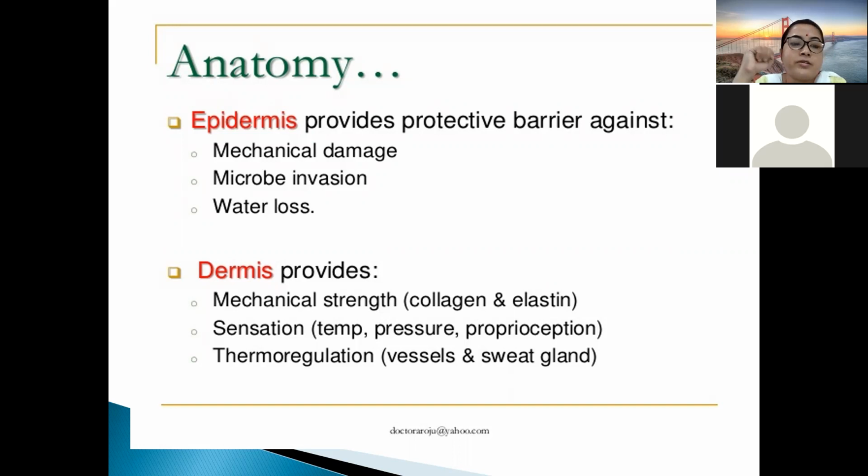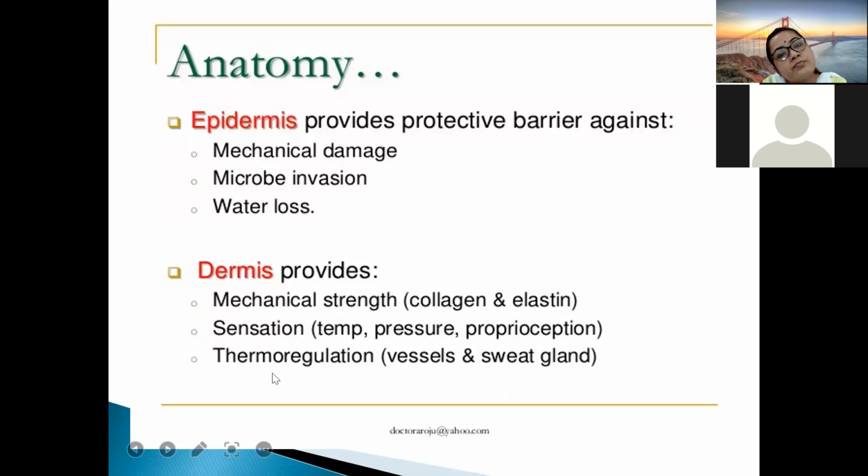Then sensation: temperature, pressure, proprioception, these are the sensitive functions of the dermis, and this layer helps with these functions. The receptors for sensation, temperature and pressure, those neurovascular receptors, are present in the dermis layer.